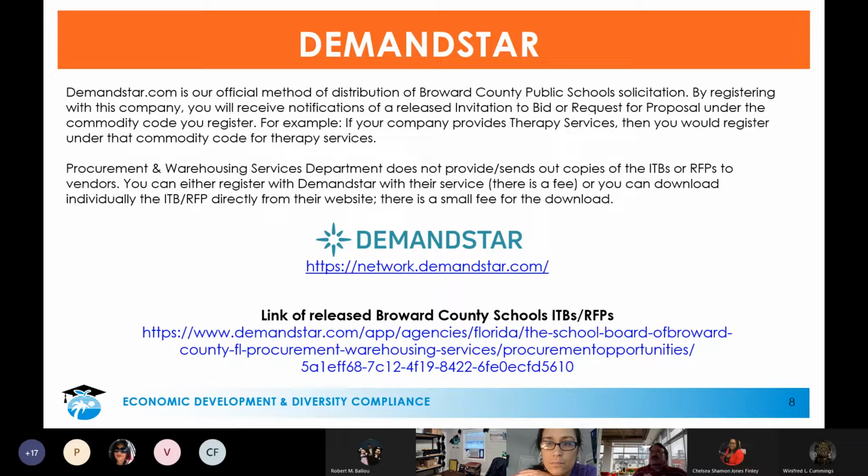So you want to make sure either you register with DemandStar, and again, there is a fee for that, which you would need to contact them for, or you can download an individual RFP directly from their website. There is a small fee, I think it's maybe like $5 or something like that, to download an individual RFP. Again, by downloading it with DemandStar, we can let you know that you will receive addendums, and the addendums are very important because they can literally change anything in the RFP.